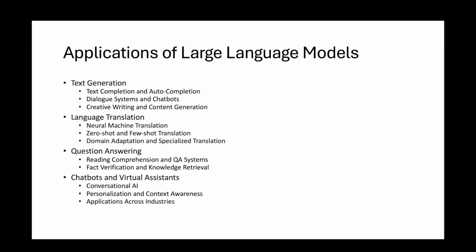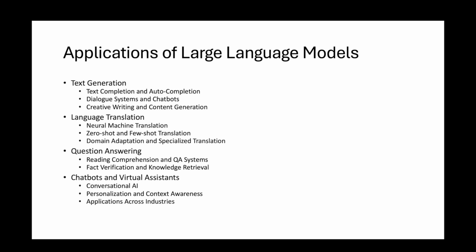Question answering. Reading comprehension and QA systems. Large language models excel at question answering tasks by understanding and extracting relevant information from text passages. Reading comprehension tasks involve answering questions based on a given passage, while open domain QA systems can provide answers to a wide range of questions using external knowledge sources.